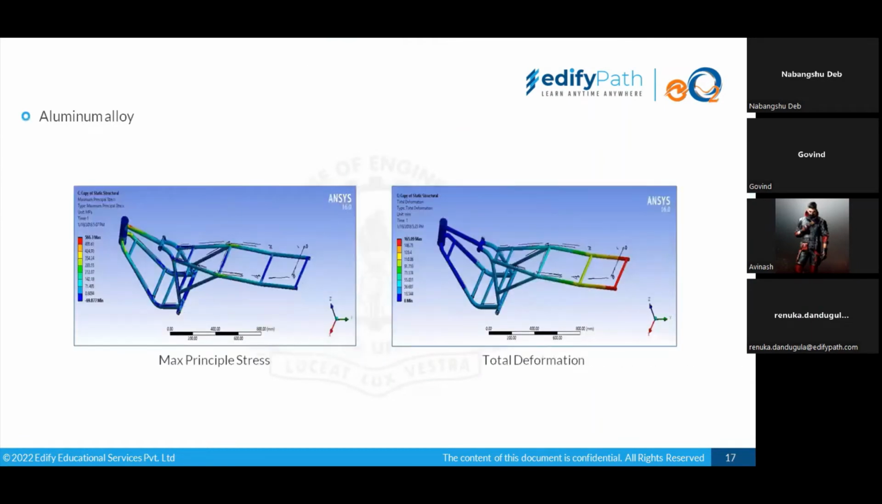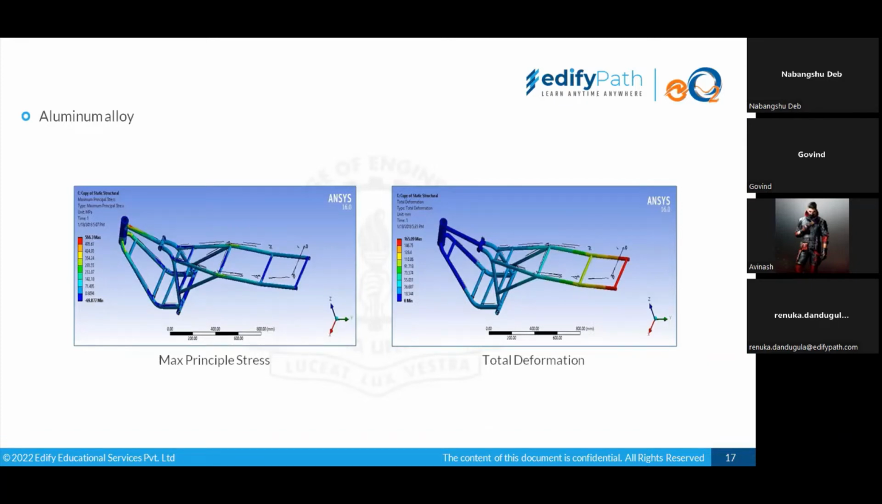Now the same set of stress was applied on aluminum alloys, and we have found how it behaves. Maximum principal stress we have seen, and total deformation. Why are we doing this for different materials? Because if we want to make a chassis from a combination of materials, at which points can I use aluminum, and at which points can I use stainless steel.